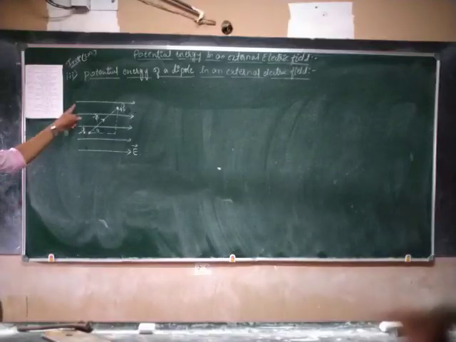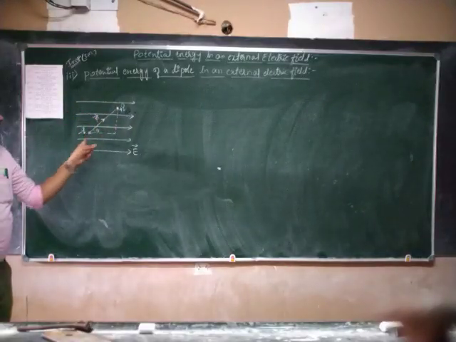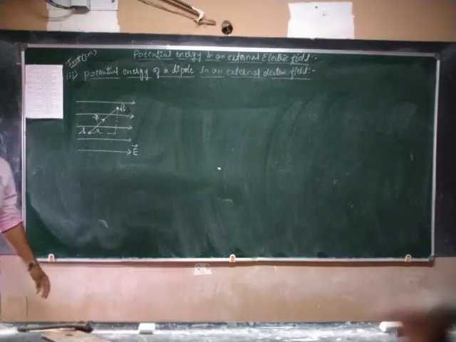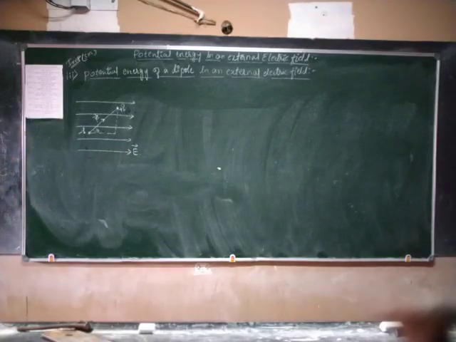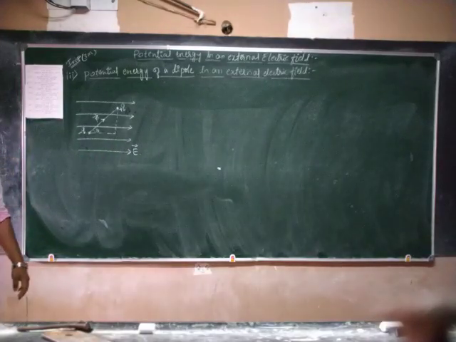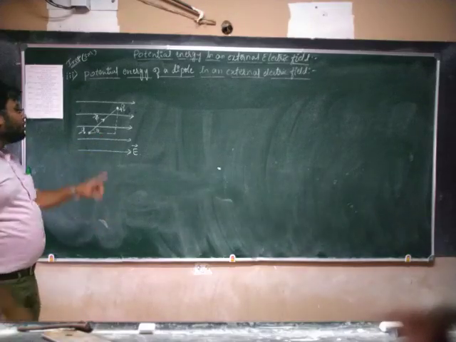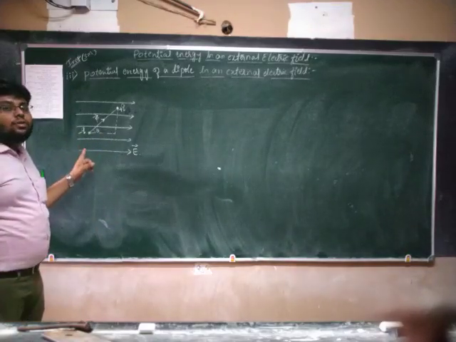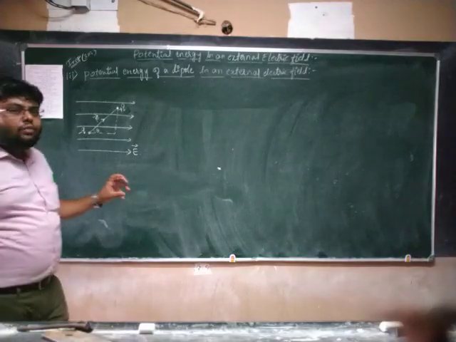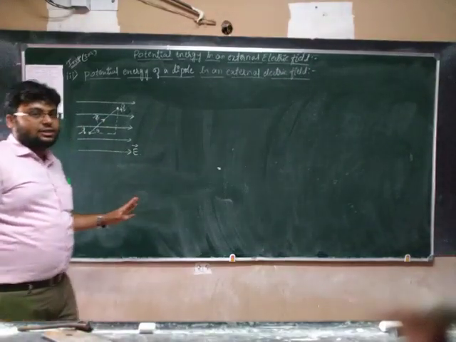Okay. So here also we have the diagram, the same concept. So this is a uniform electric field. Uniform means throughout the region the electric field will be constant. In that electric field we have kept an electric dipole. Electric dipole means two equal and opposite charges.